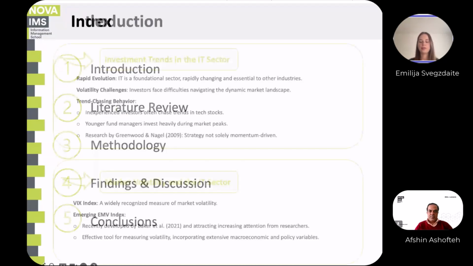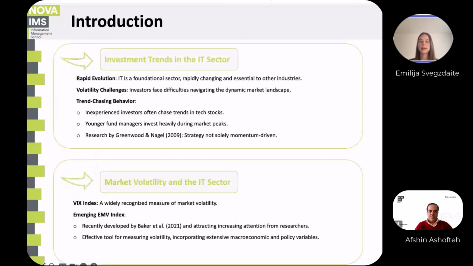So to begin with, in today's increasingly complex market environment characterized by rapid information flow, unpredictable global events, and evolving economic conditions, understanding market volatility is more important than ever. One critical tool to gauge volatility is the VIX index, popularly called the volatility index and often referred to as the fear gauge. The VIX reflects investor expectations for future market fluctuations.